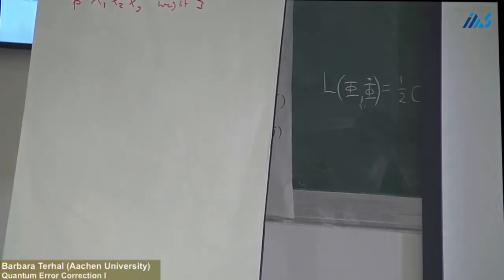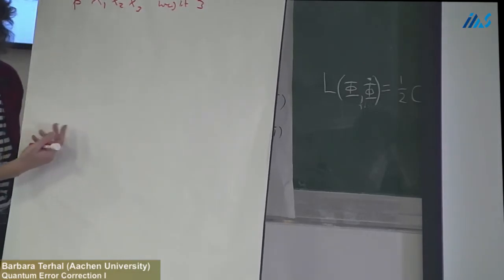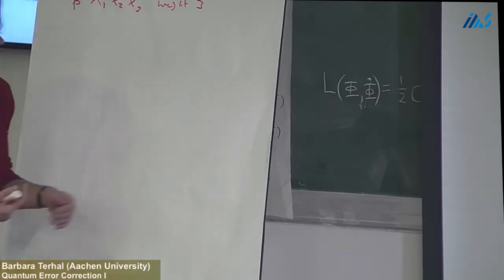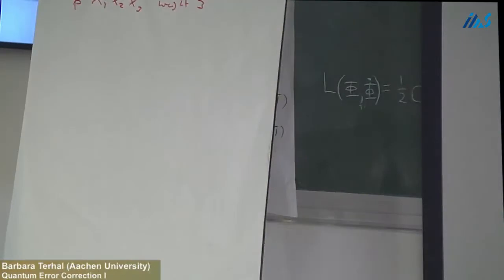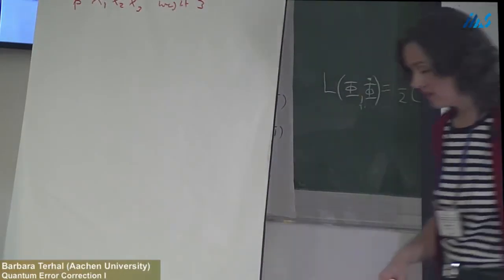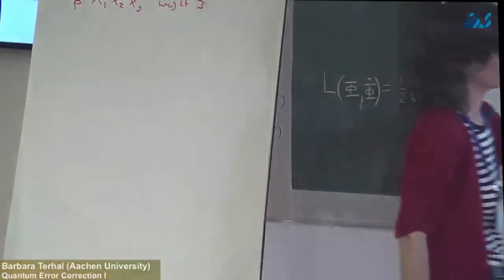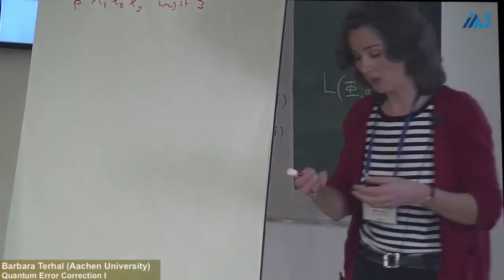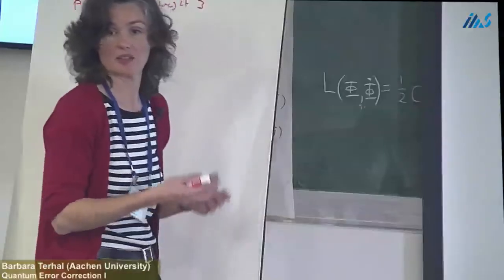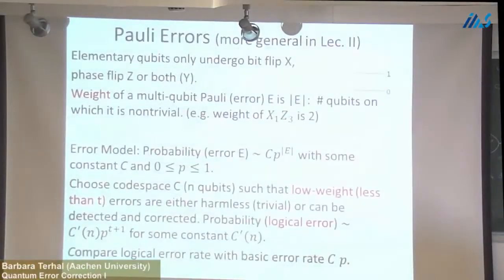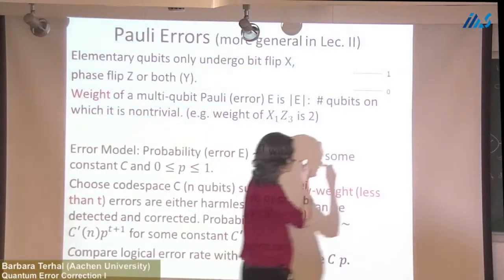Does this answer your question? Okay, so that's the very simple error model in which every qubit undergoes an error with some probability, and then it's clear that you get such behavior. But this behavior can also be observed if there are possible correlations between the errors, depending on how strong these correlations are. But I don't want to go too deeply.